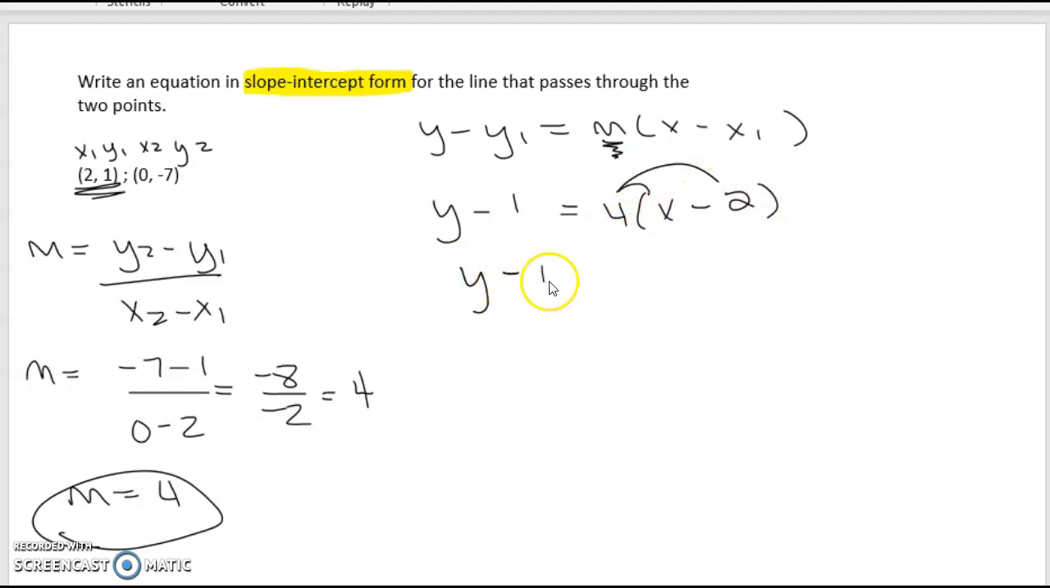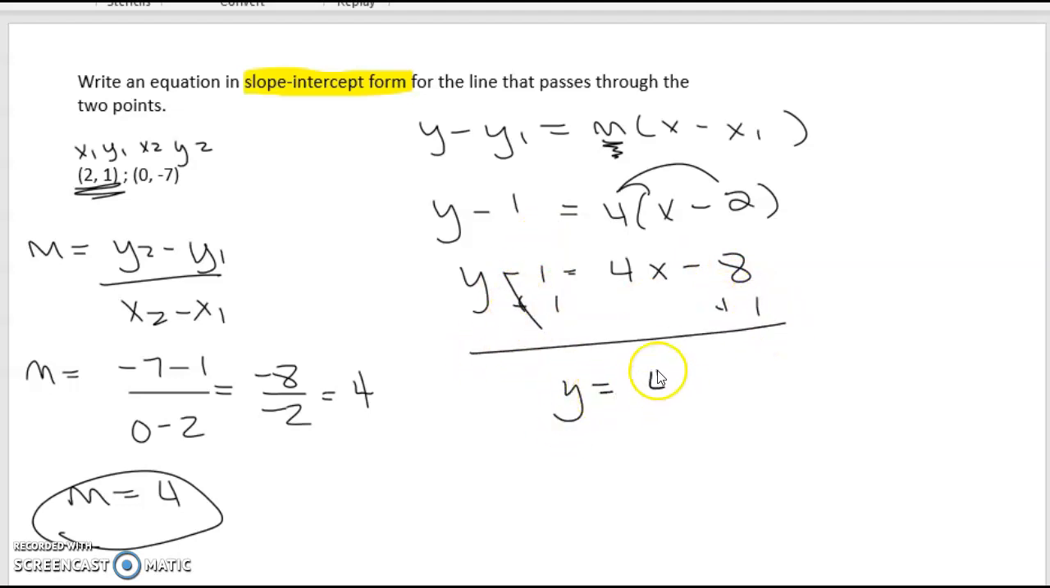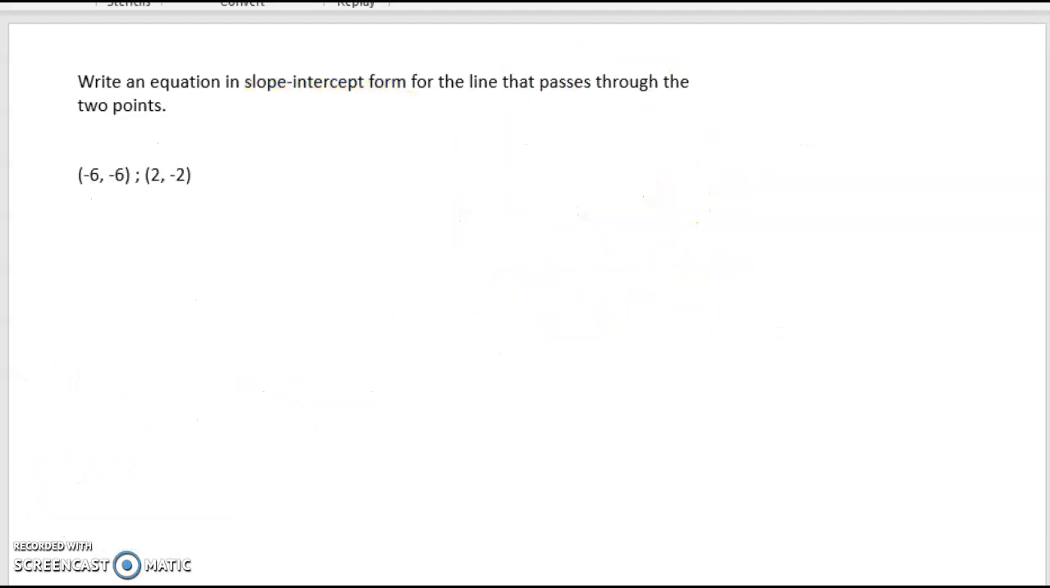We distribute just like we're used to, and we have 4x minus 8. Add the 1, and we have 4x minus 7. So we've really not done anything new in these problems. You already knew how to calculate slope over here, and then we went over how to use point slope formula. So it's just putting the two together. So for this problem, this would be a good opportunity for you to copy down the problem and pause the video so you could give it a shot yourself.